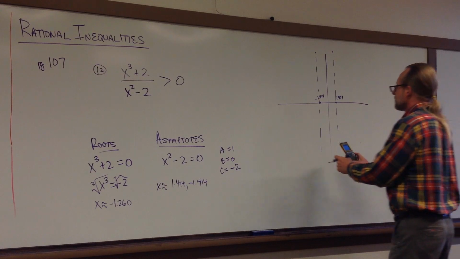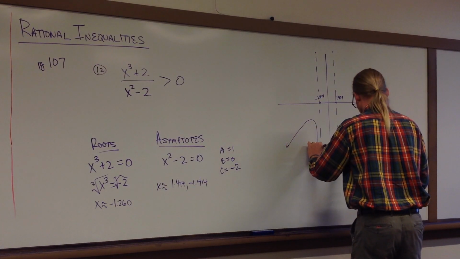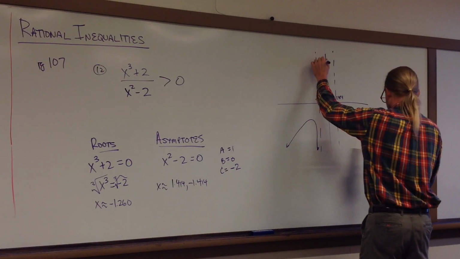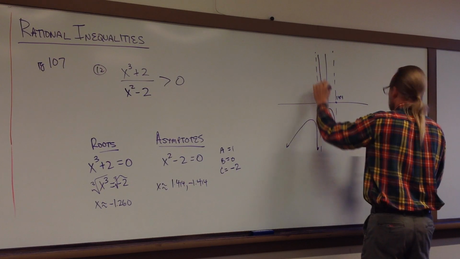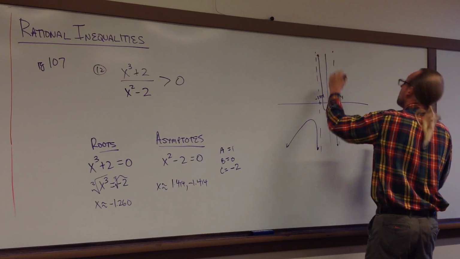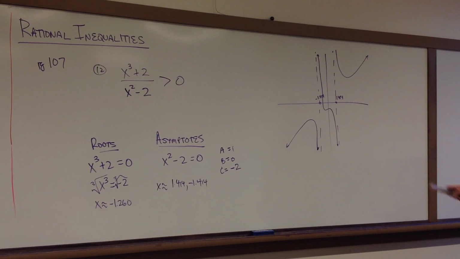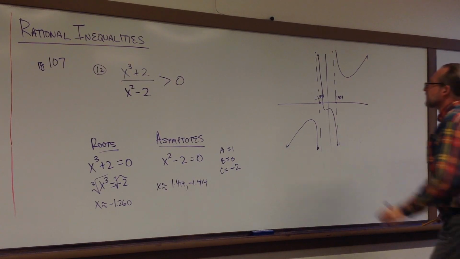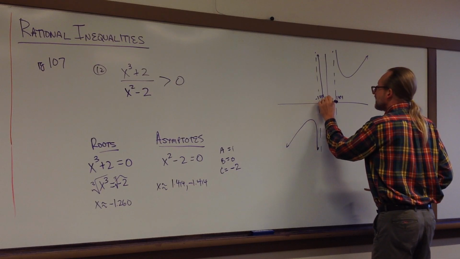Let me finish the sketch here. It kind of does something like this. And then this one comes down and does that. And then that third piece is over here like that. And so this root right here, of course, is negative 1.260.